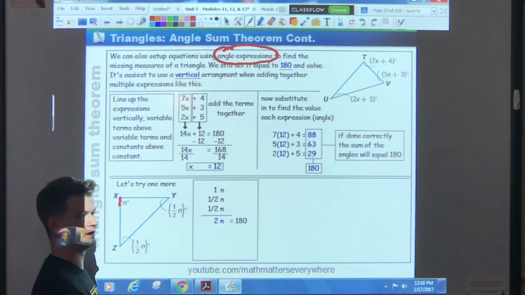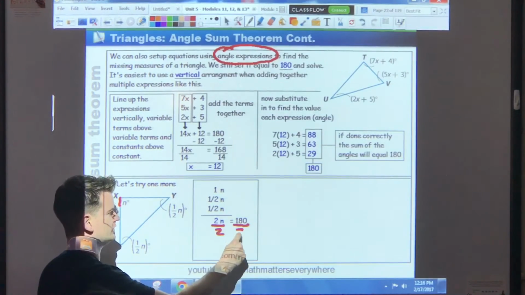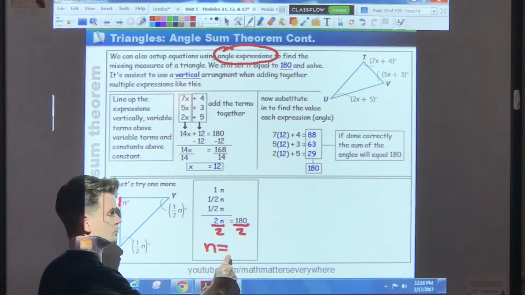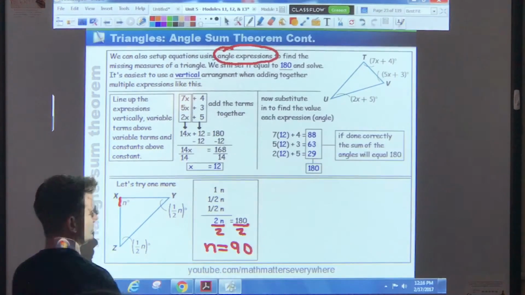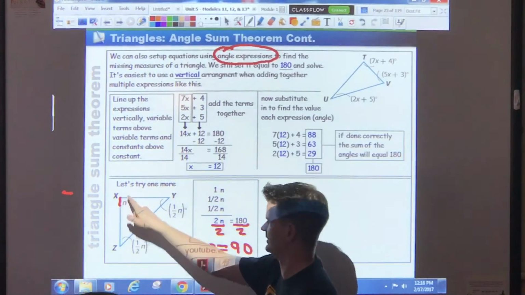This is pretty simple to solve. We're going to divide both sides by my coefficient, which is 2. That gives me n is equal to 90. Which is great, because I already know that this is 1n. So 1n just means that this is 90.